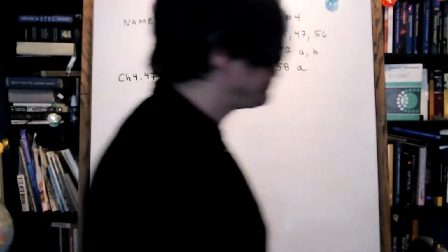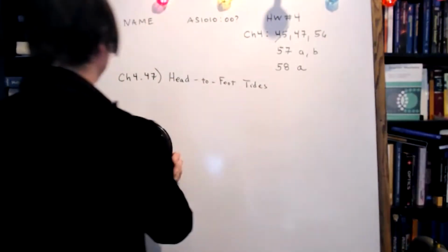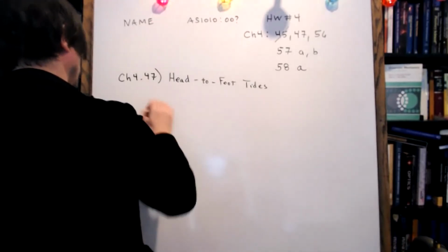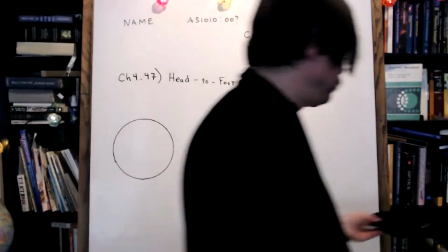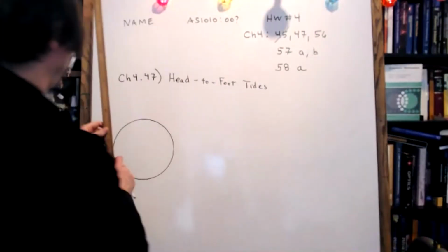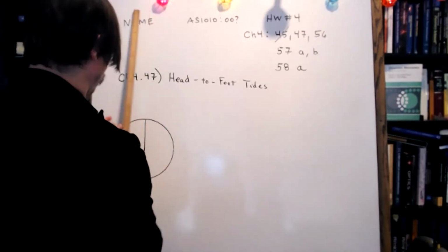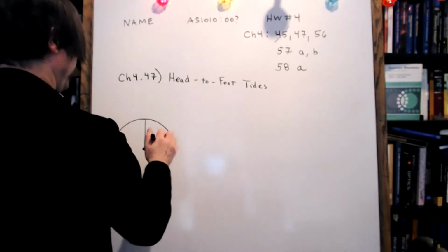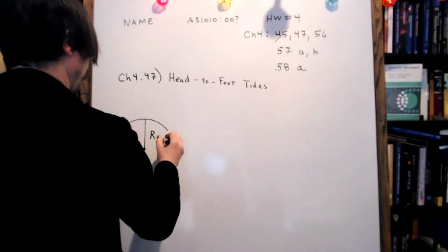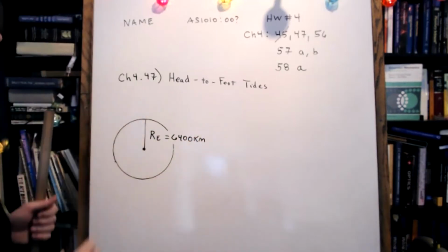All right. Let's draw a picture so that we can understand exactly what this question is asking. Over here on the left, make a circle to represent Earth. And I want to draw an Earth's radius vertically. The radius of Earth, per our discussion today, is 6,400 kilometers.